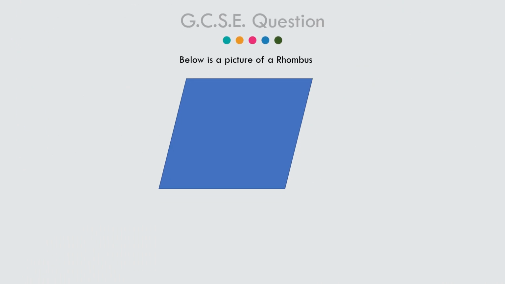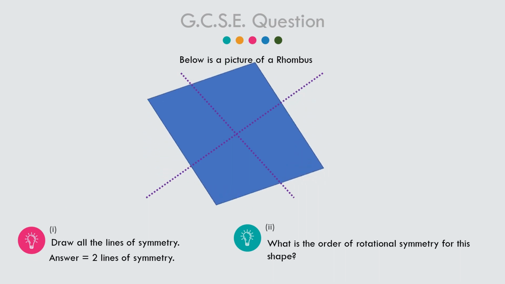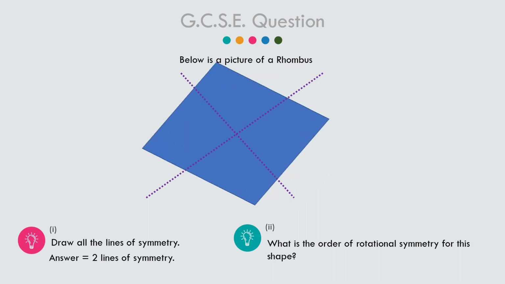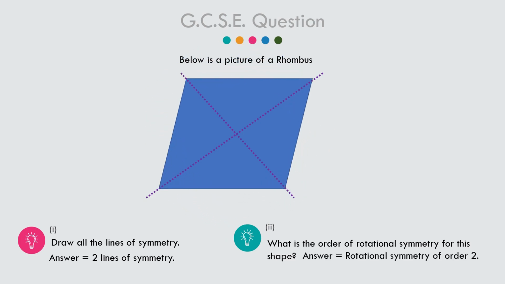In this GCSE question, it shows you a picture of a rhombus, and the questions are: draw all the lines of symmetry, and what is the order of rotational symmetry? When we draw the lines of symmetry, you can easily see that it only has two lines of symmetry. If you rotate the rhombus about its centre, you can easily see that it only looks the same twice. So this means the rhombus has rotational symmetry of order 2.